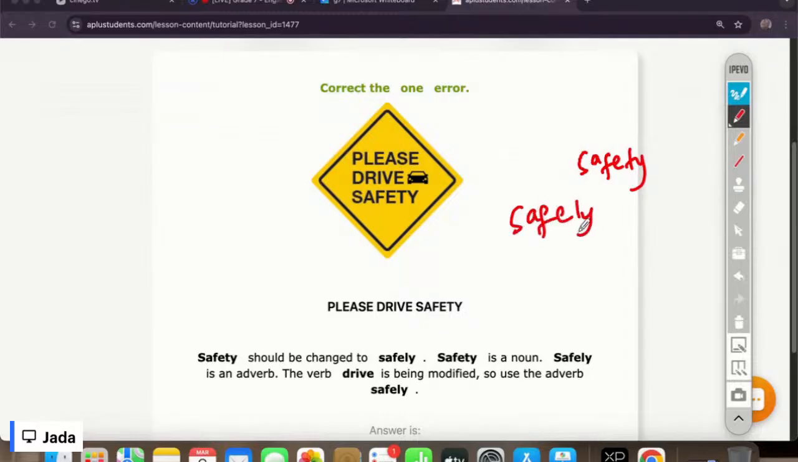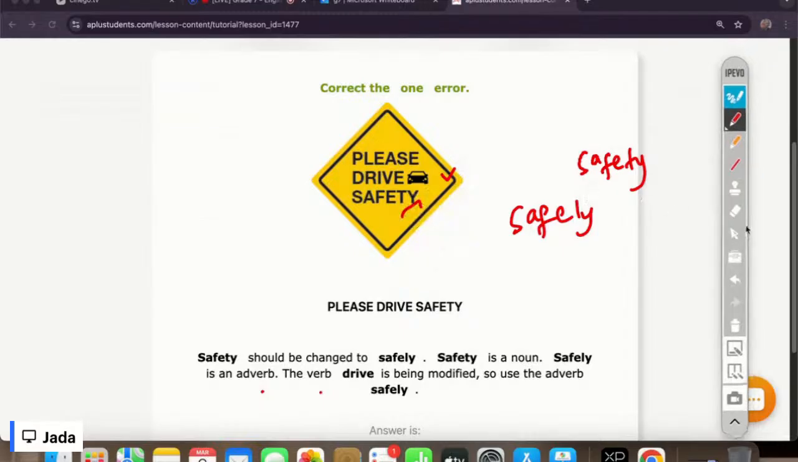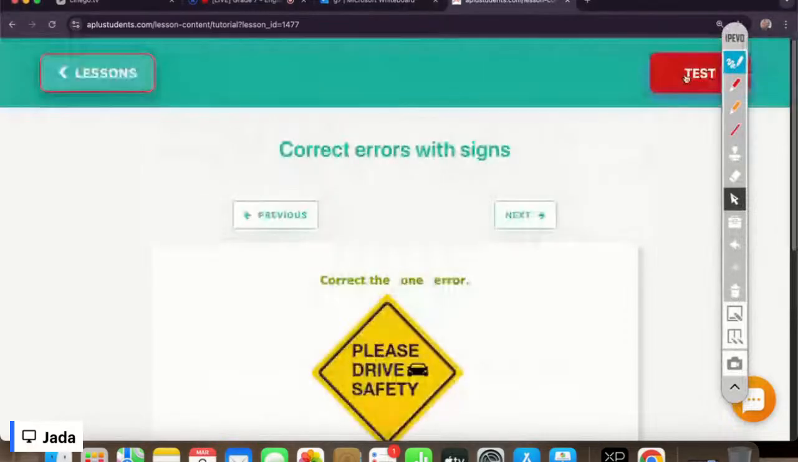Safely. Okay, safely. Safety is a noun, safely is an adverb. The verb drive is being modified, so you use the adverb safely. So, of course, you cannot say please drive safety. You say please drive safely. Okay, drive here is a verb, so it is modified by the adverb safely. All right, so yeah, let's go to the test now.